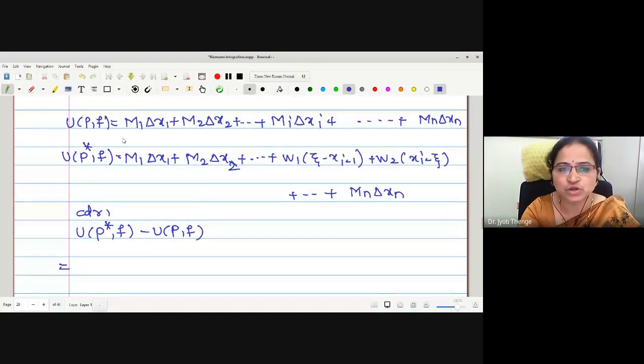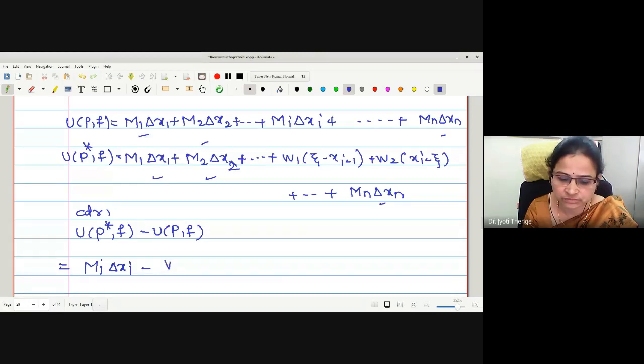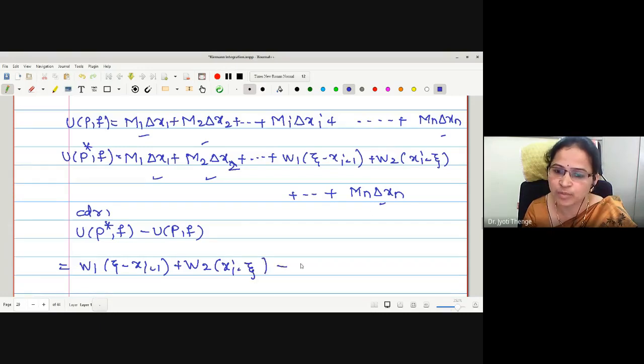If I take a subtraction, all these terms will cancel. Only we are left with the I values. Therefore here I will write mi delta xi minus, oh sorry, up star f I have to write first now. This is w1 into zeta minus xi minus 1 plus w2 into xi minus zeta minus mi delta xi.